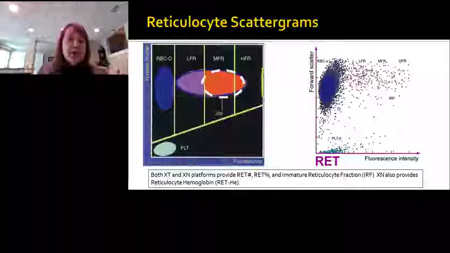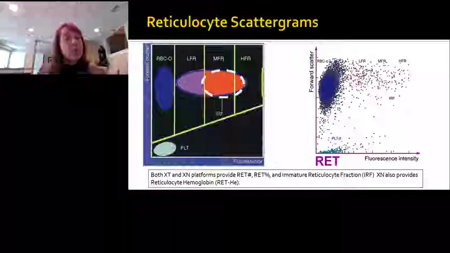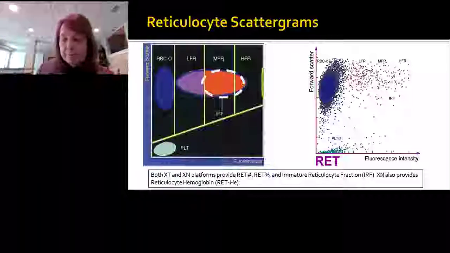And we do it, as we say, by having the y-axis being forward scatter, or size. Our red blood cells are much larger than platelets, so typically, particularly in normal samples, we have a good separation between red cells that are much larger than platelets.